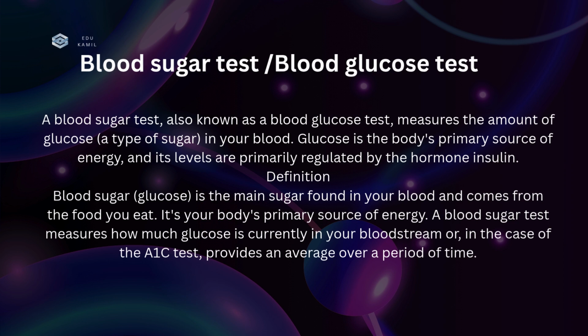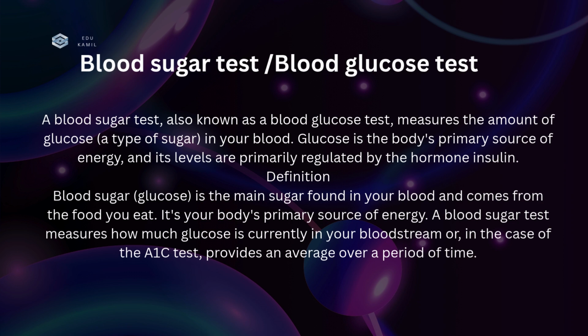Blood sugar test, blood glucose test. A blood sugar test, also known as a blood glucose test, measures the amount of glucose, a type of sugar, in your blood. Glucose is the body's primary source of energy, and its levels are primarily regulated by the hormone insulin. Definition: blood sugar, glucose, is the main sugar found in your blood and comes from the food you eat. It's your body's primary source of energy.